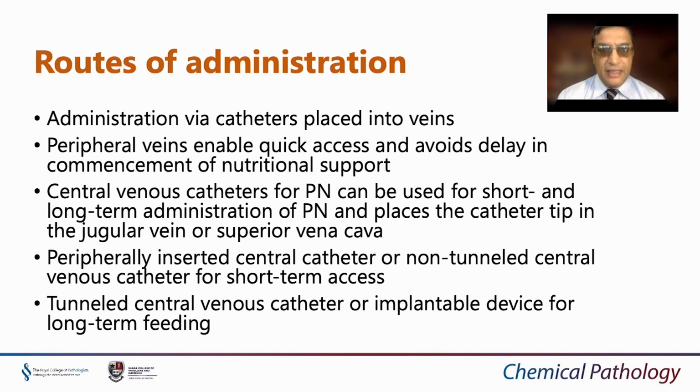Central venous catheters can be used for short and long-term administration of nutrition, and the catheter tip is placed in the jugular vein or superior vena cava. Peripherally inserted central catheters or non-tunneled central venous catheters can be used for short-term access. Tunneling of central venous catheters or the use of implantable devices can be used for long-term feeding.